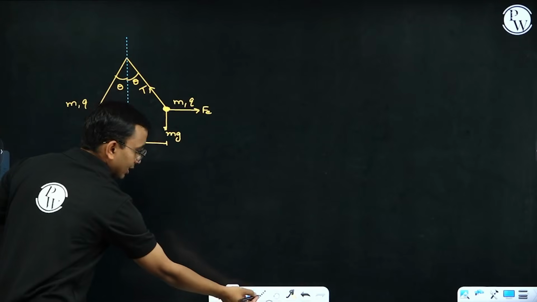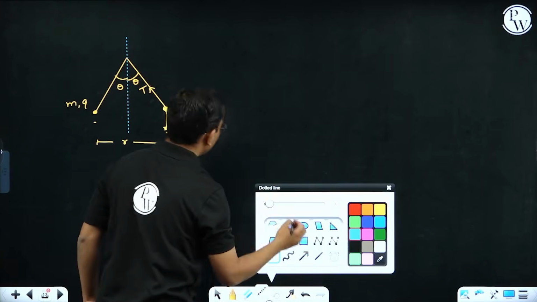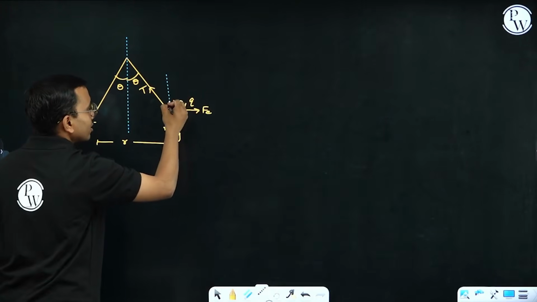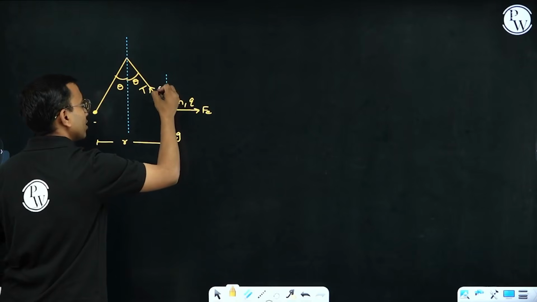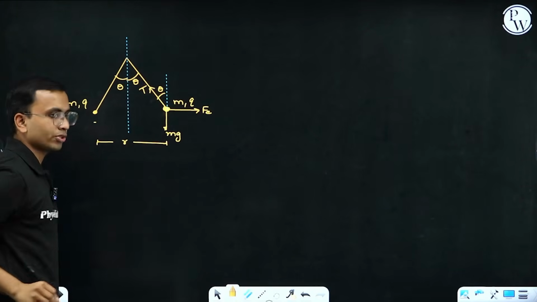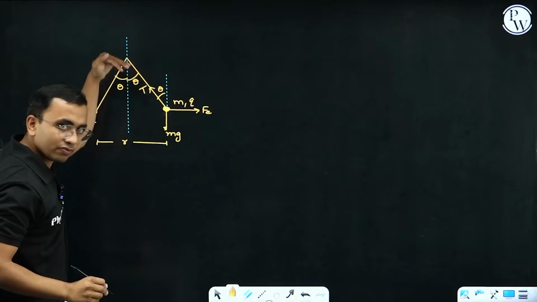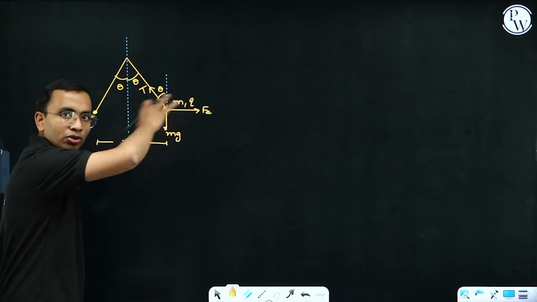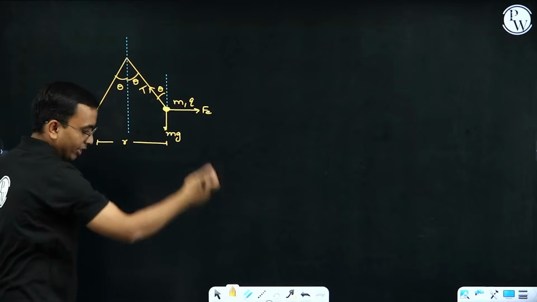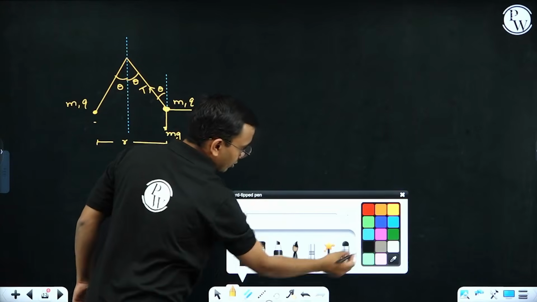And with the vertical here, if I ask you how much is this angle, again you'll say this is theta only. If this is theta, this is also theta. Now I'll take the components of this tension force T, horizontal and vertical, and then I'll apply equilibrium in horizontal direction and equilibrium in vertical direction. So let us do that.